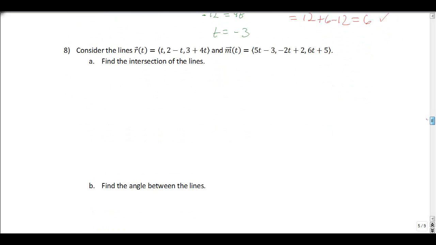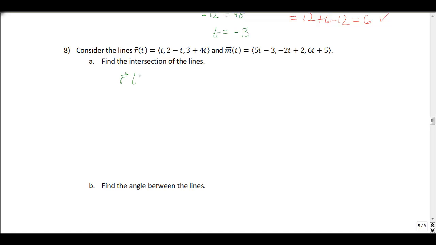Okay, next one. Let's see, we've got, consider the lines. r of t is (t, 2 minus t, 3 plus 4t), and m of t is (5t minus 3, negative 2t plus 2, 6t plus 5). We want to find the intersection of the lines. So that intersection here is a point on both.